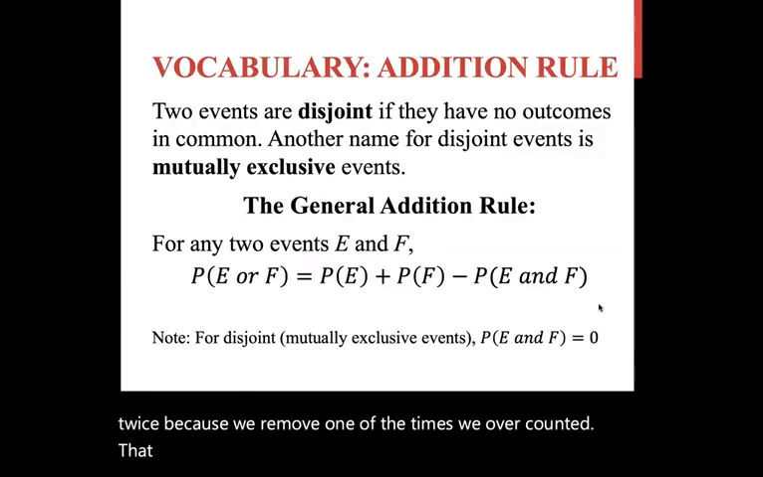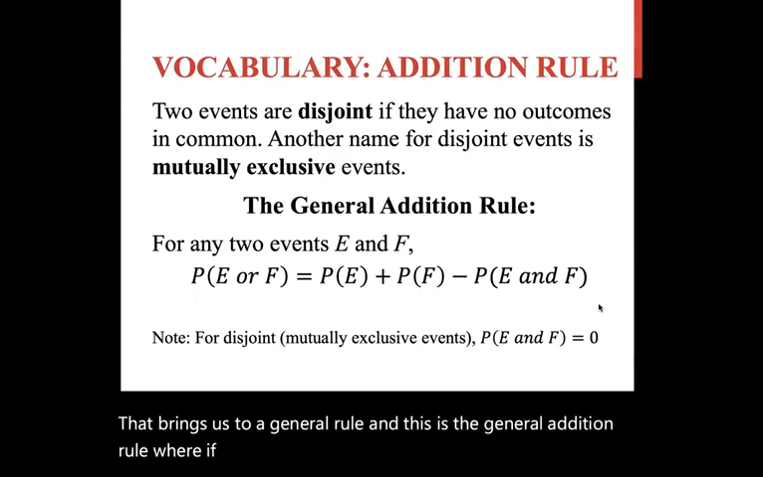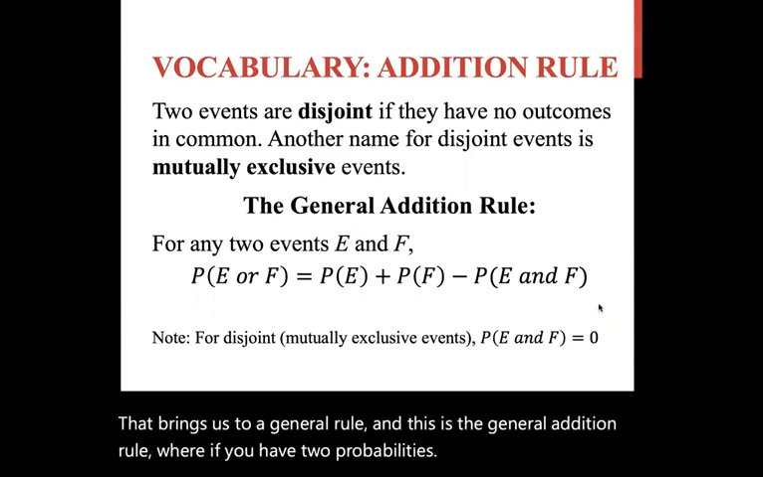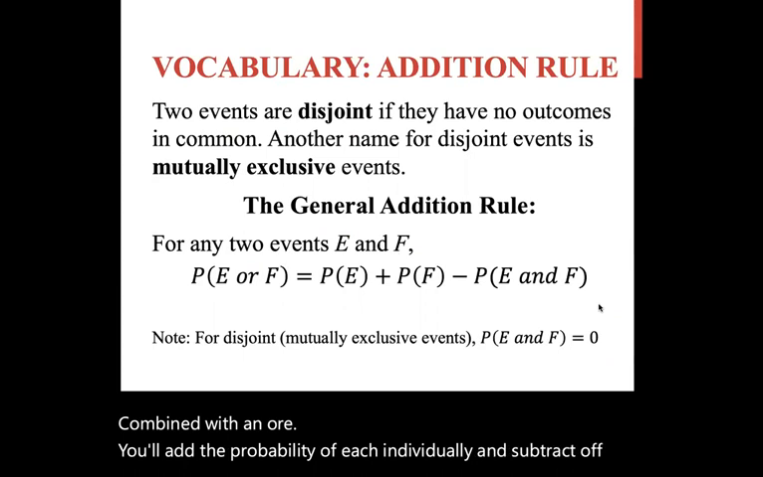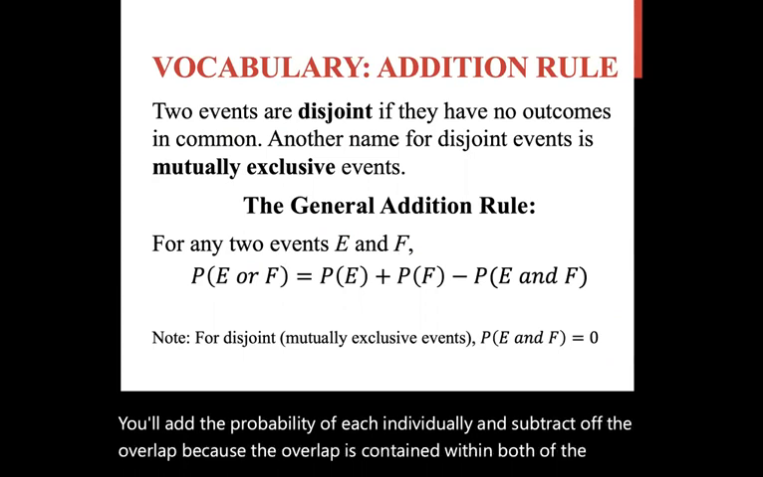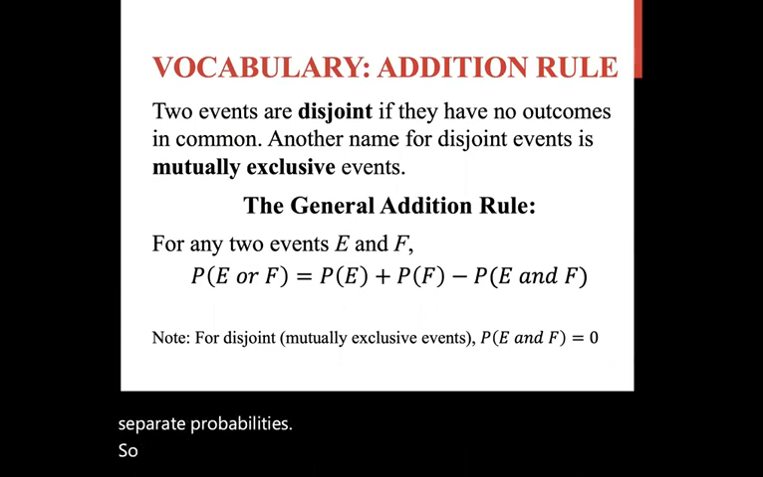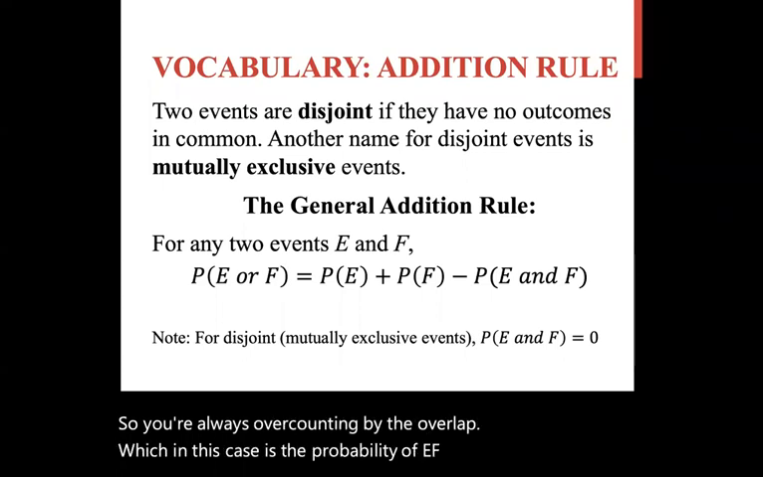That brings us to a general rule. This is the general addition rule, where if you have 2 probabilities combined with an or, you add the probability of each individually and subtract off the overlap, because the overlap is contained within both of the separate probabilities. So you're always overcounting by the overlap, which in this case is the probability of E and F.